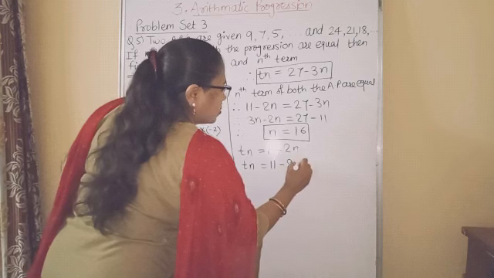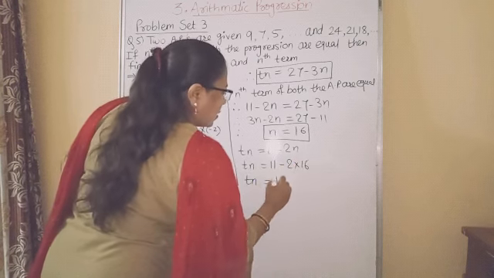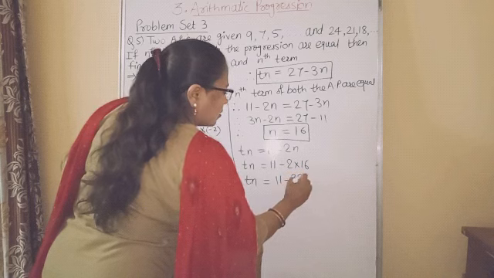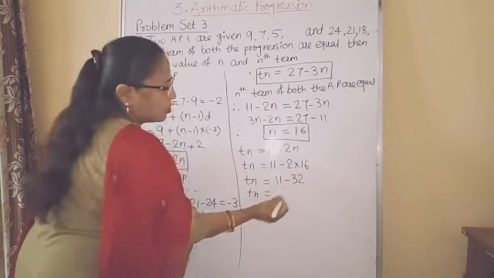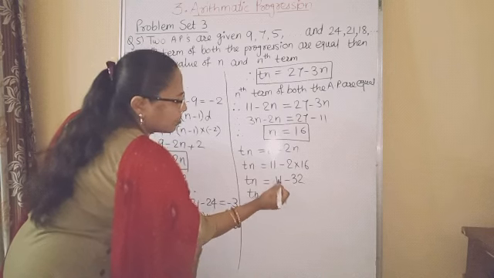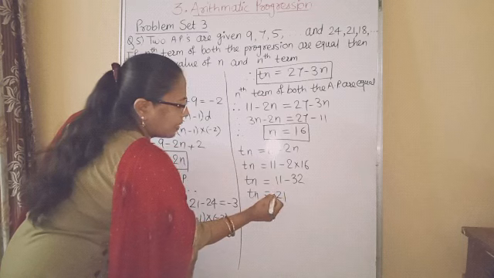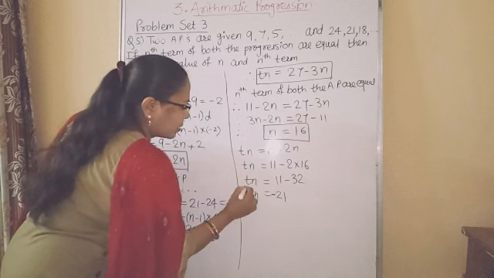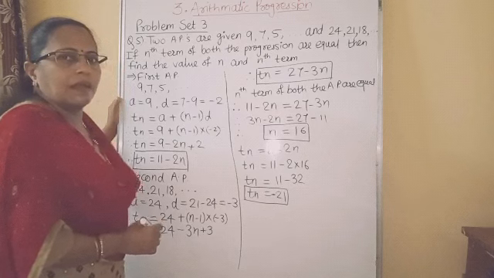11 minus 2 into 16. 11 minus 16 2s are 32. So 11 minus 32. 2 minus 1, 1. 3 minus 1, 2. And 32 is greater, it is having minus sign. So here we will have minus sign. So nth term is minus 21.